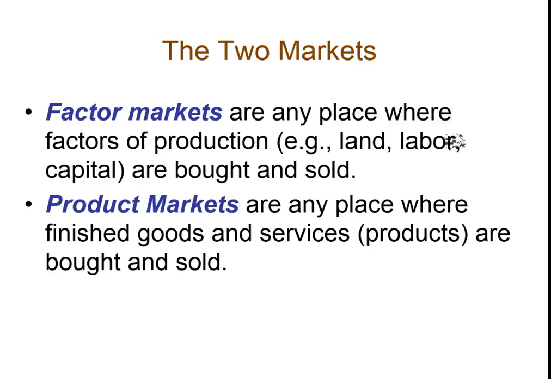And the firms are the demanders. They need factors of production to produce things. When we go into the product market, the roles reverse. The consumers are the demanders of the goods and services in the market, and the firms are the suppliers. So what role is played depends upon which market you're talking about.